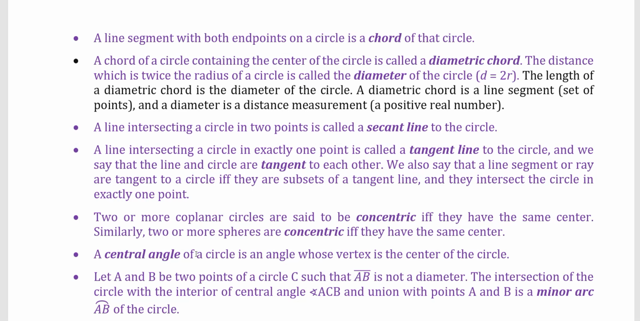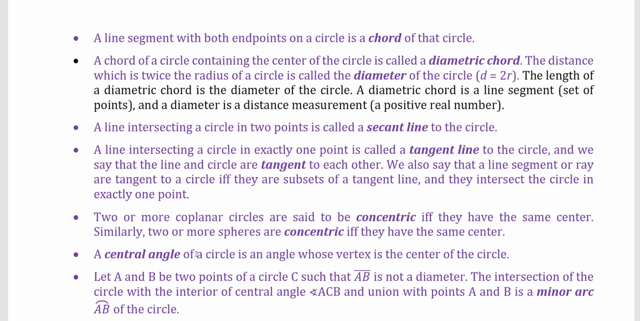A line segment with both endpoints on a circle is called a chord of that circle. C-H-O-R-D, chord. A chord of a circle containing the center of the circle is called a diametric chord. The distance, which is twice the radius of the circle, is called the diameter of the circle. So D equals 2R, where D is the diameter and R is the radius. Notice that the length of a diametric chord is the diameter of the circle.